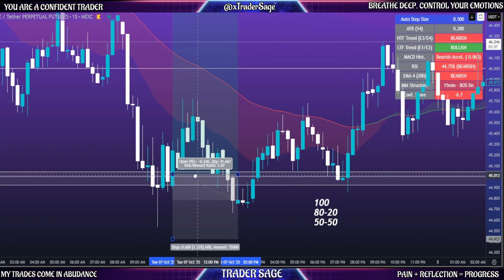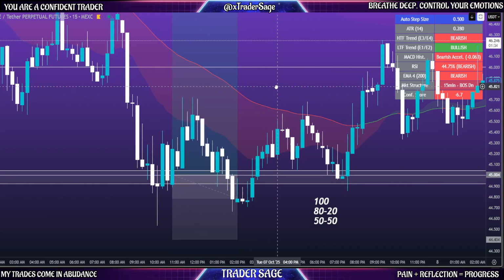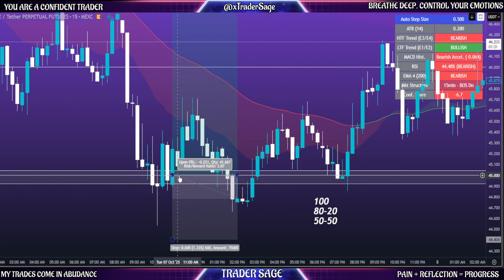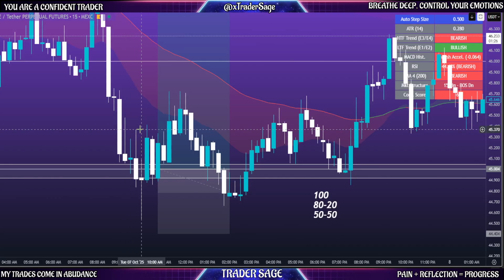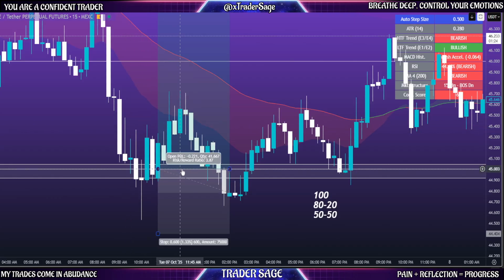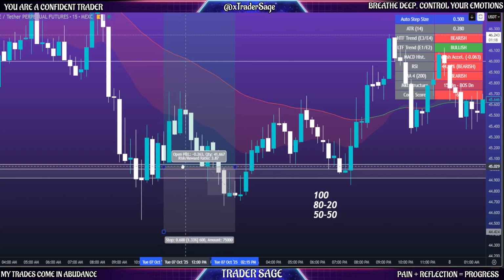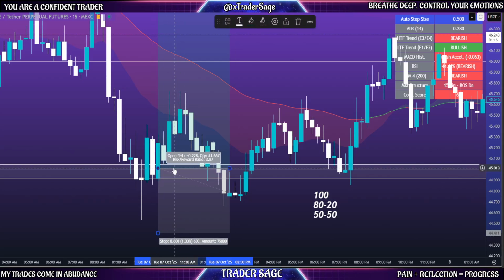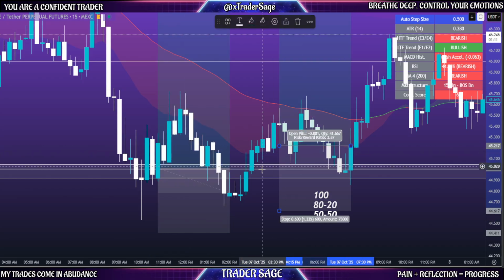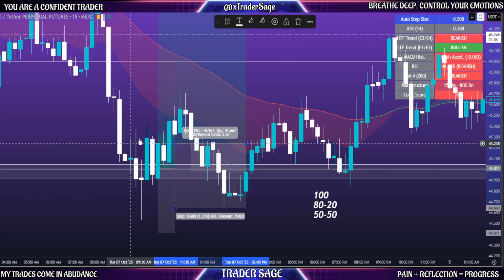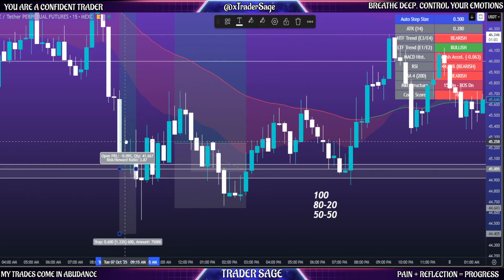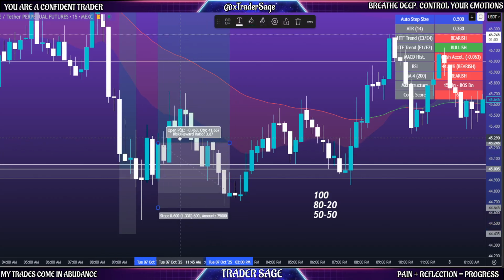If you want to wait for confirmation, or if you want to do both, where you enter specifically at the level but also wait for confirmation at the level, you could absolutely do that. But please understand that also changes your average entry price. Okay, so that changes the dynamics of the trade. So if you do a 50-50 split, this is entry 1, and this is entry 2 after you get this engulfing candle. Entry 1 is probably somewhere right here because it's a limit order. Entry 2 is right here.